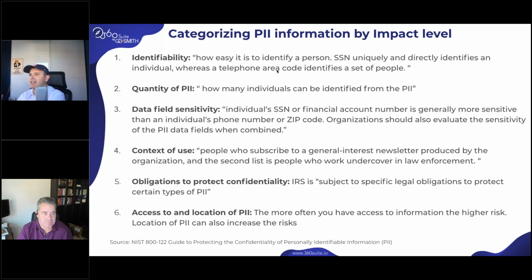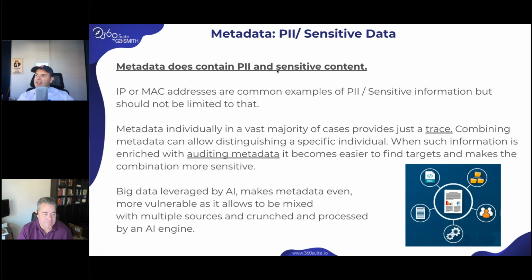So these are the 6 biggest categories, based on the NIST 800-122 publication. Here we were talking with Keith around metadata, PII, and sensitive data. So why did we do this slide? Often over the years we heard people saying, you know what, metadata is not PII, it's not sensitive or anything. Well, actually, you're wrong.